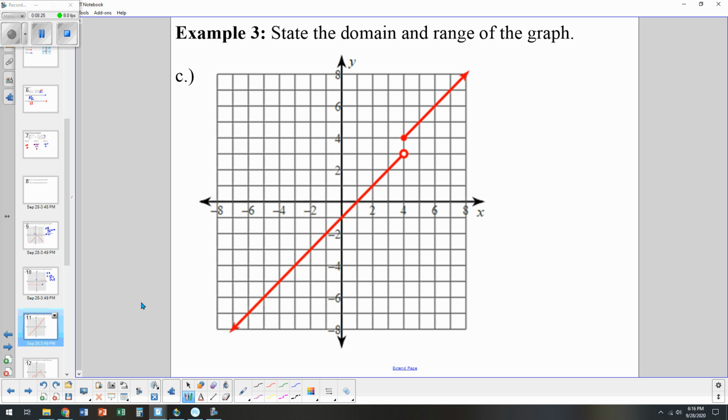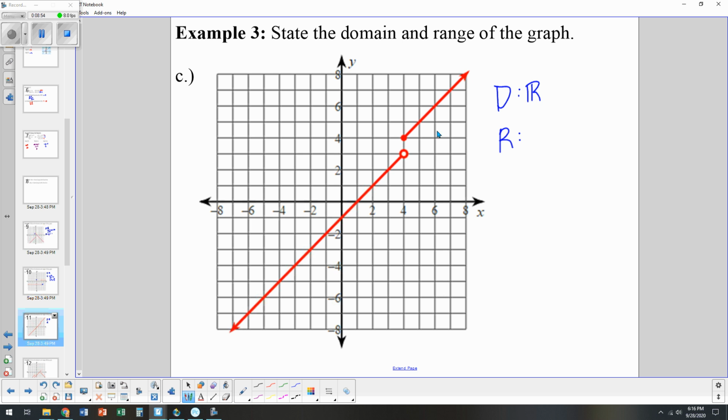All right, in this example, I see that my domain, again, I go forever to the left, forever to the right, so my domain is going to be all real numbers. I'm going to give you a hint. Almost every single problem we do will be all real numbers for domain, but there do exist problems where it's not. My range.